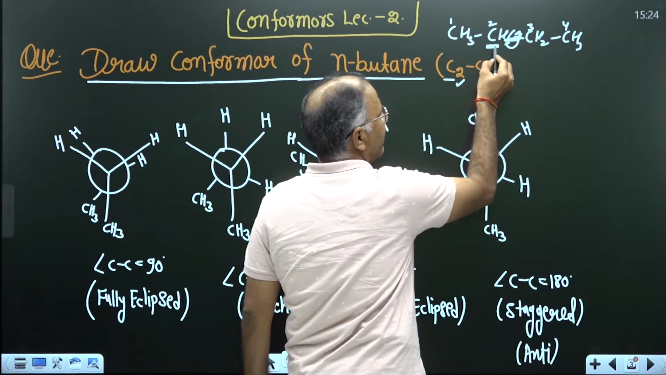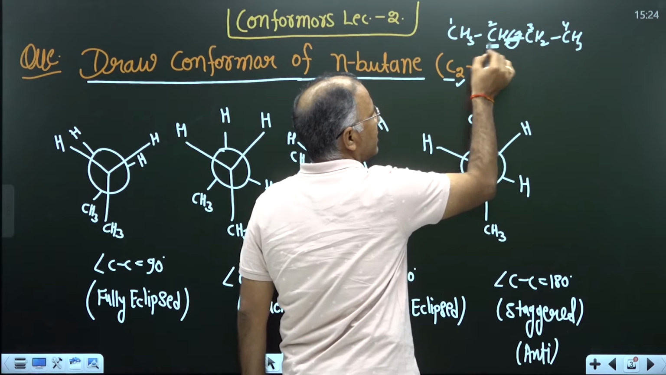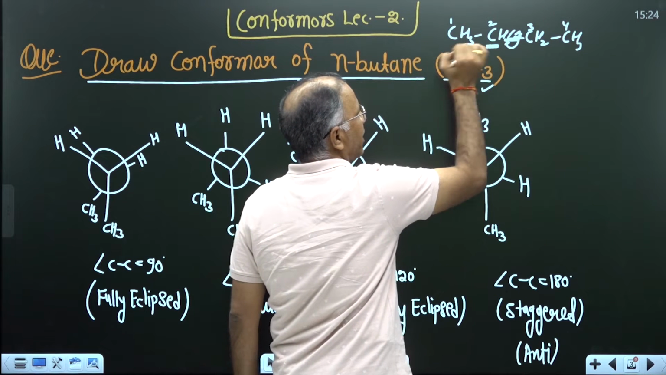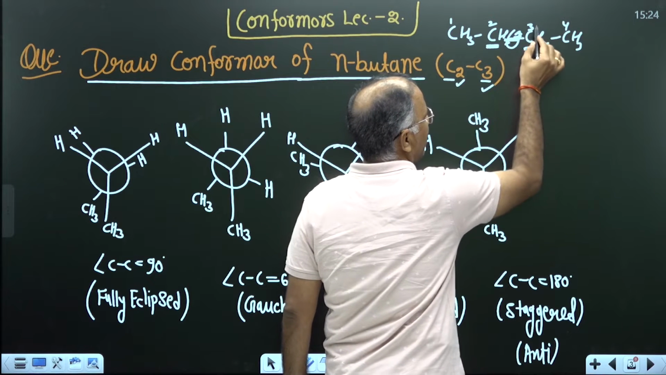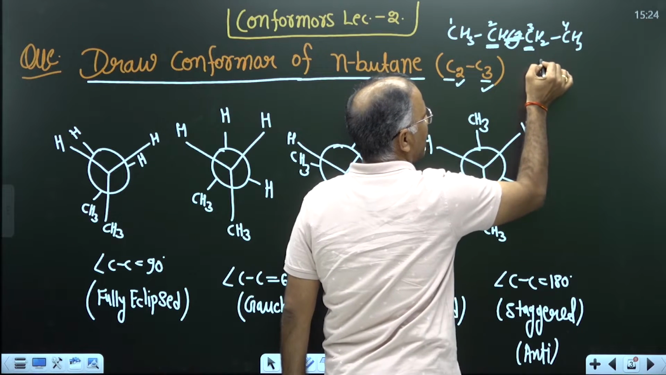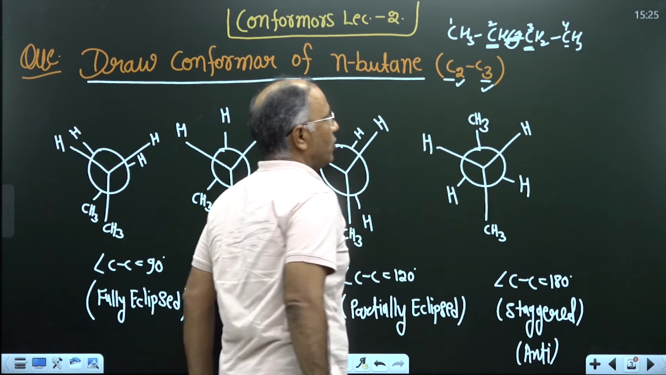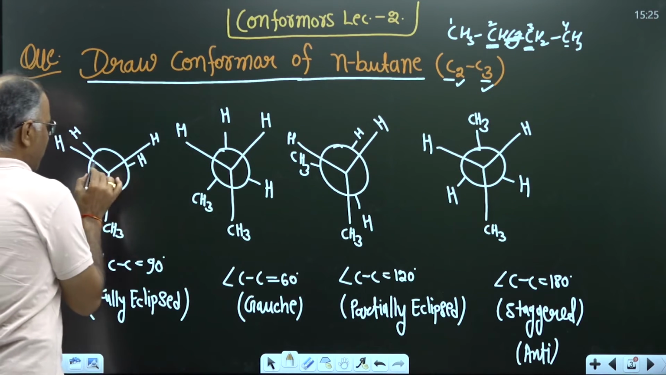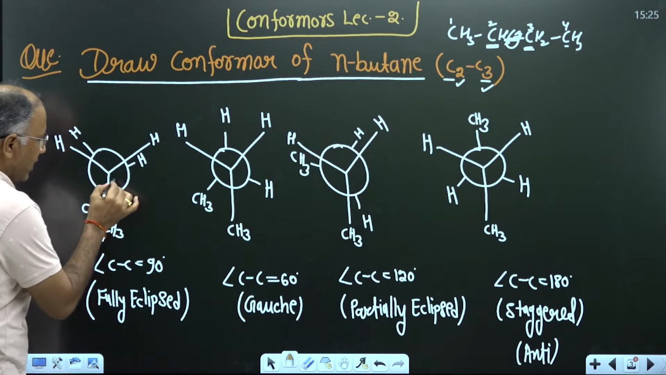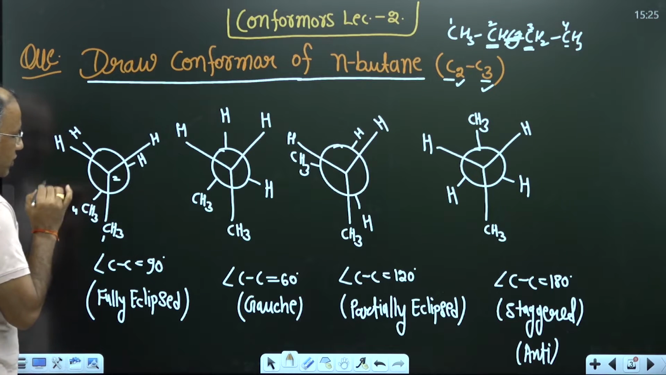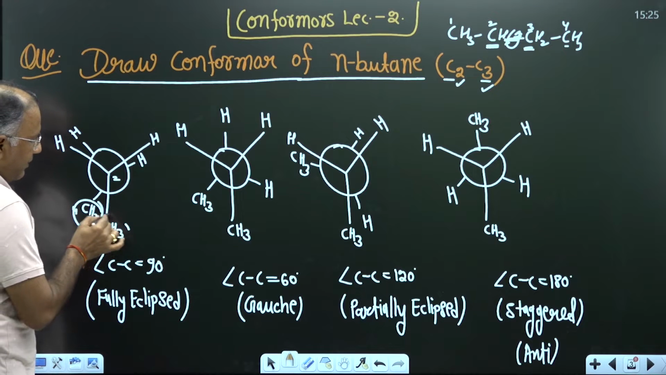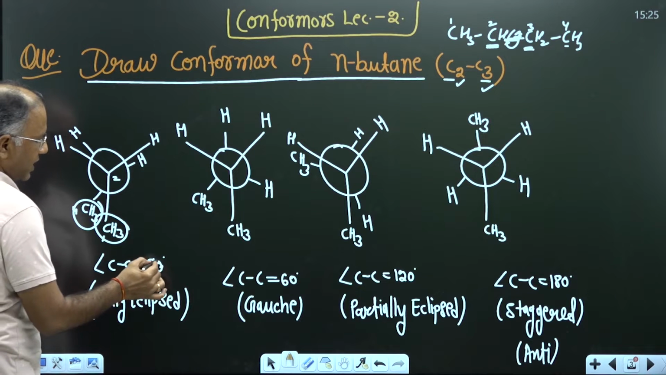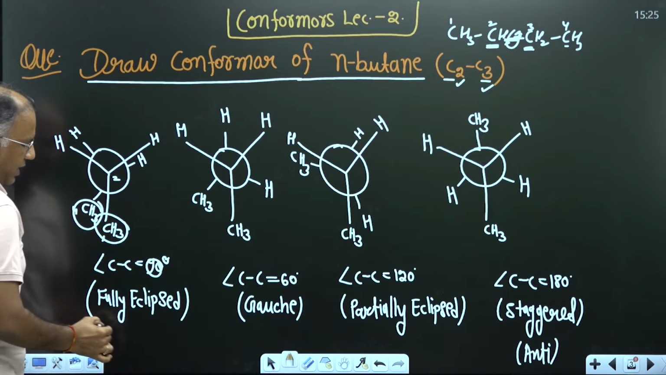Now, this carbon has 3 more valencies apart from this carbon: 2 hydrogen and 1 methyl. Similarly, for this carbon, apart from this sigma bond, the other 3 valencies are 2 hydrogen and methyl. So, first of all, I am drawing this conformer across C2-C3, and this is the 4th carbon. Now, in this conformer, these methyl are parallel, meaning carbon-carbon are at 0 degree. It is known as fully eclipsed.